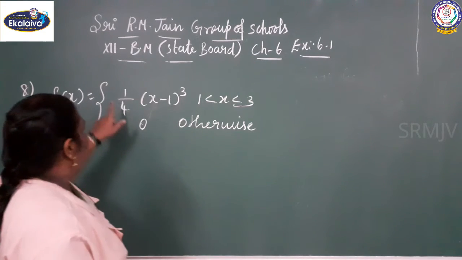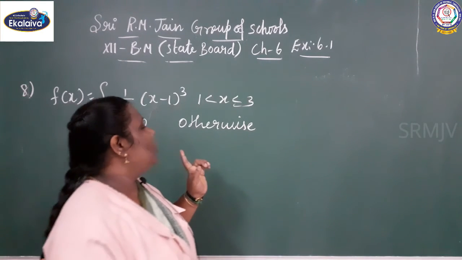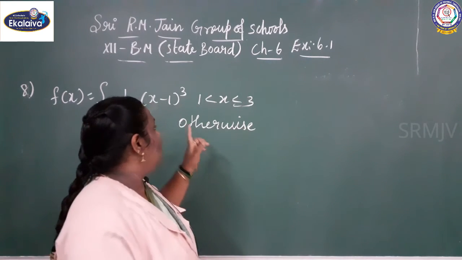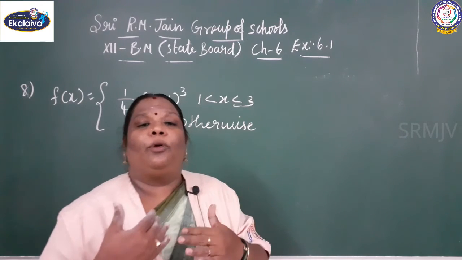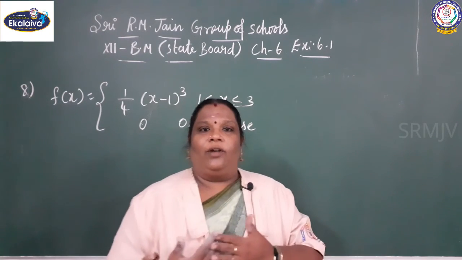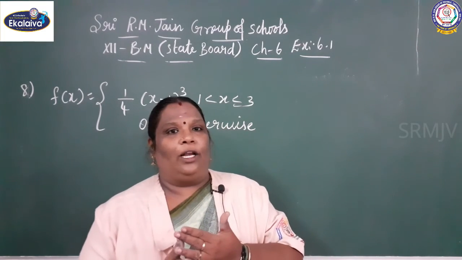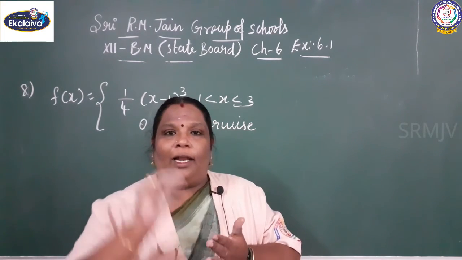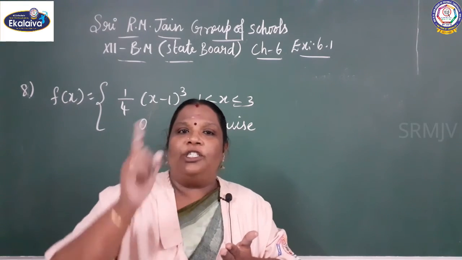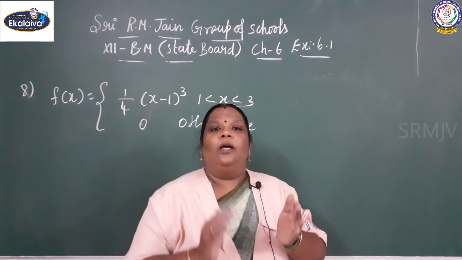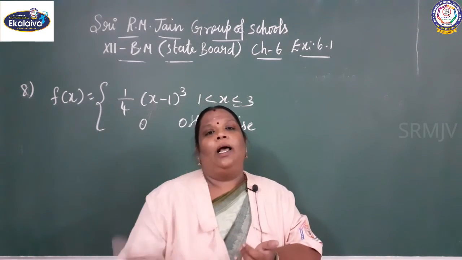See here, f of x is 1 by 4 into (x minus 1) whole cube, for 1 less than x less than or equal to 3, because it is a probability density function. We found the value from the probability density function. Whenever it is given as capital F of x, you should differentiate that value to find small f of x. Small f of x equal to d by dx of capital F of x.